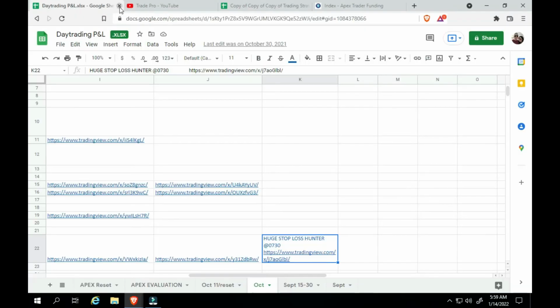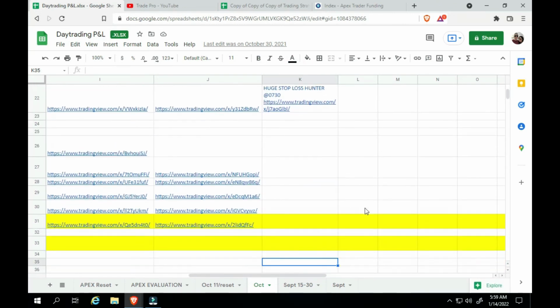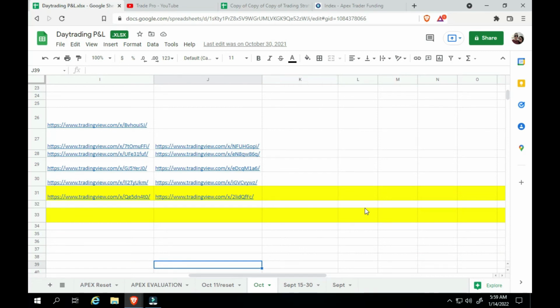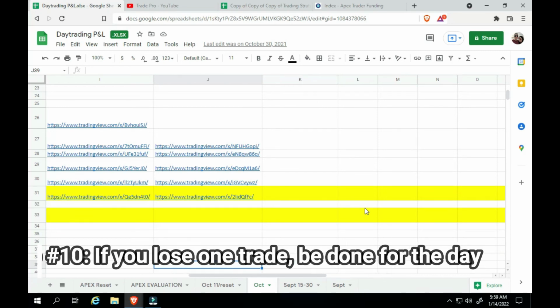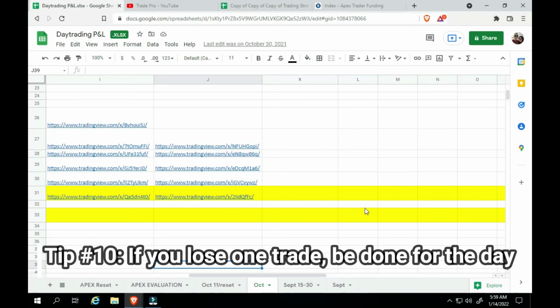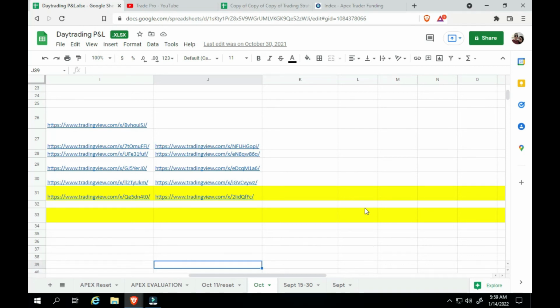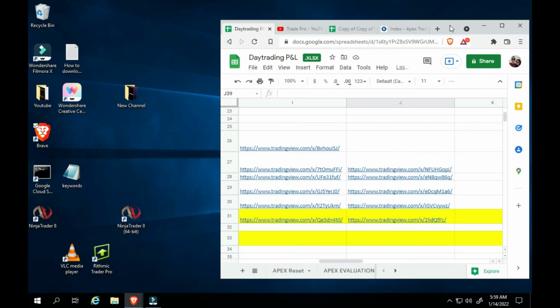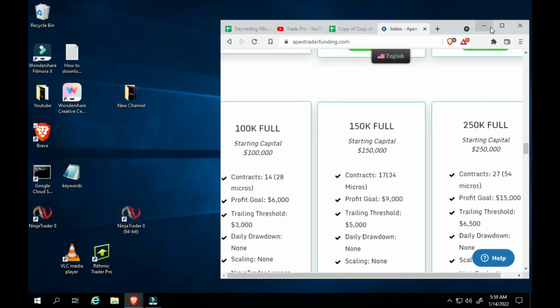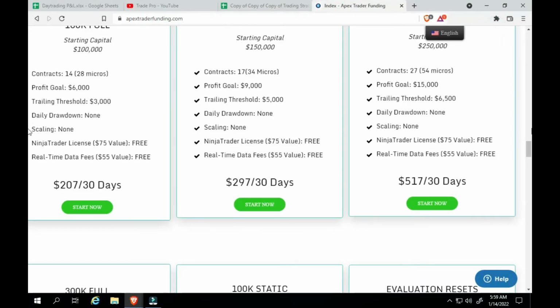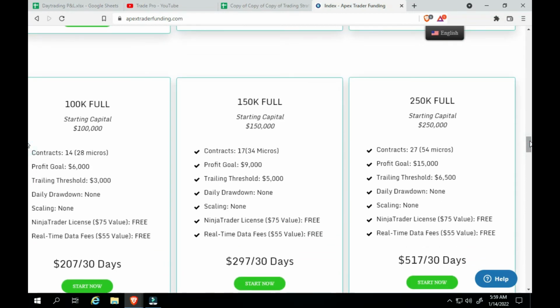Let me go down here. Okay, that was all. All right, now moving right along. Next tip: if you have one loss, stop trading for that day. The reason is a lot of these prop firms, you have to mitigate your risks. Now with Apex, you don't have a daily loss limit, but it is something that you need to pay attention to.